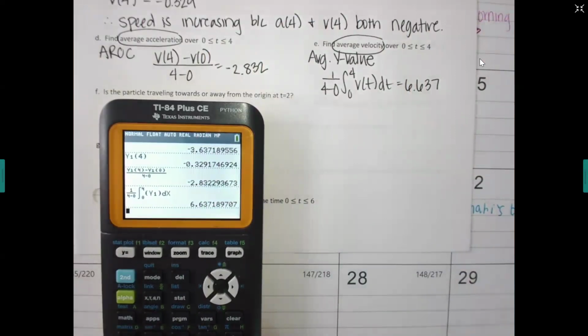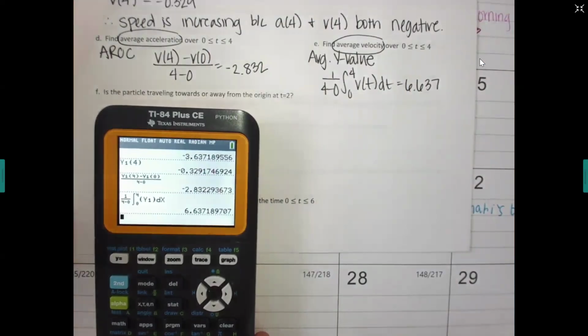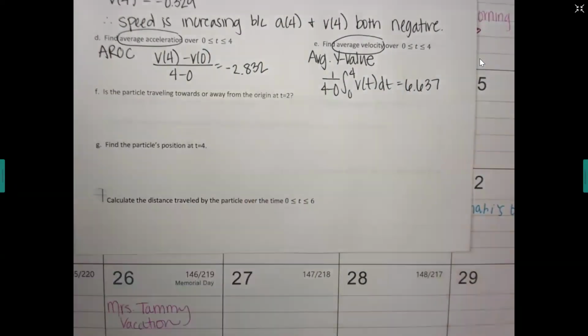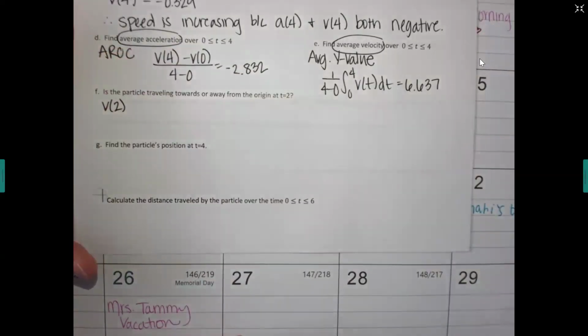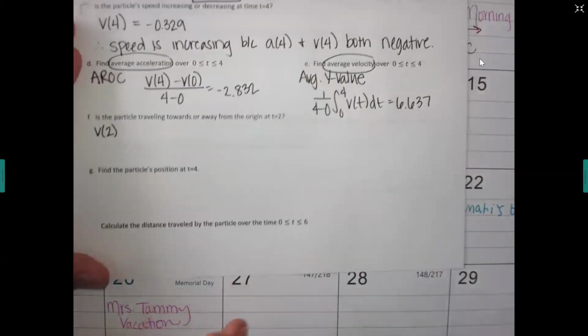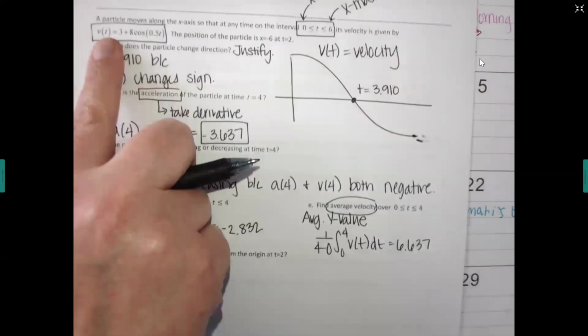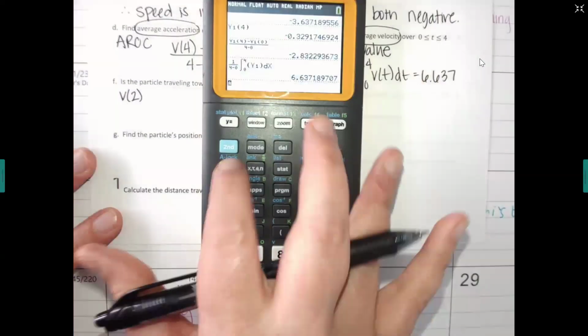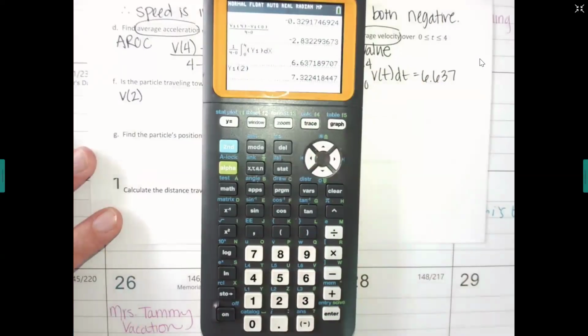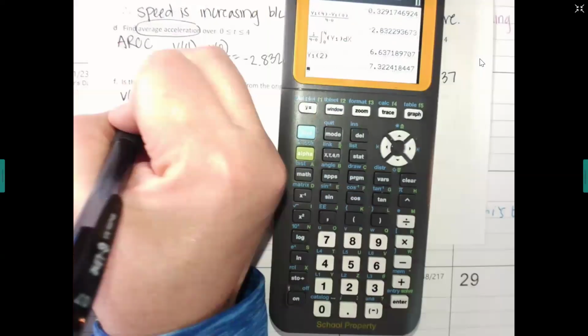Okay. Next question asks about traveling towards or away from the origin. What 2 things do you need to know about for towards and away from the origin? Position and velocity, very good. Now, for my velocity, what feature is that? So if I have velocity typed in, this would just be the y value, right? So find b of 2 in your calculator. That would just be your y value, which is 7.322.